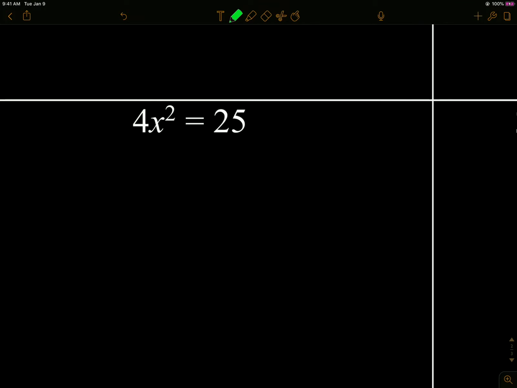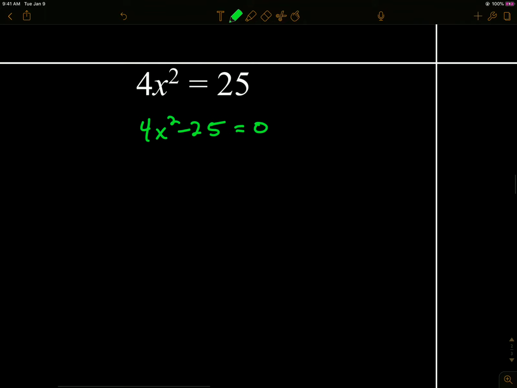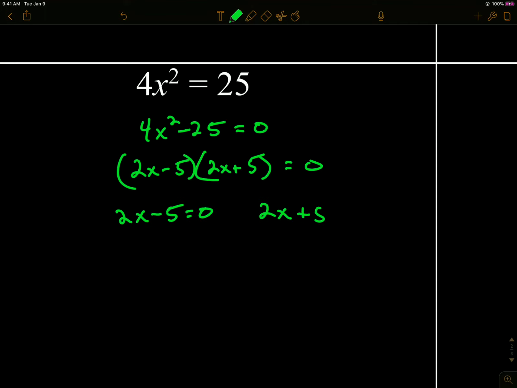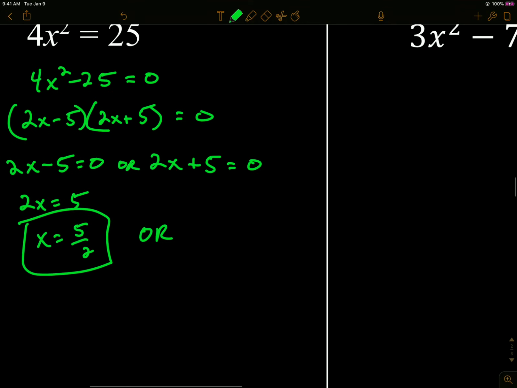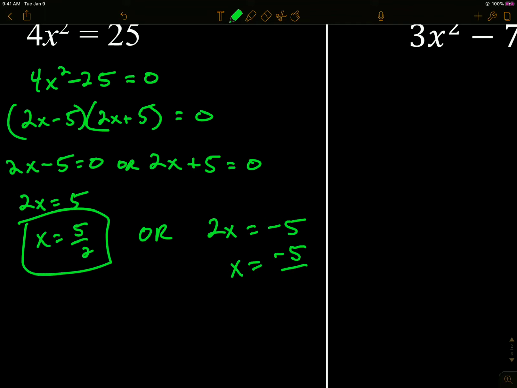This one is not ready to go. We have to make it equal to 0, so I subtract 25 off both sides. This is also a difference of two squares, so I know it's going to factor into 2x and 2x, 5 and 5, and I change the signs. So now I make each factor equal to 0 and solve. So I get 2x equals 5, x equals 5 halves. Or I subtract 5, I get x equals negative 5 halves. Those are my two solutions.